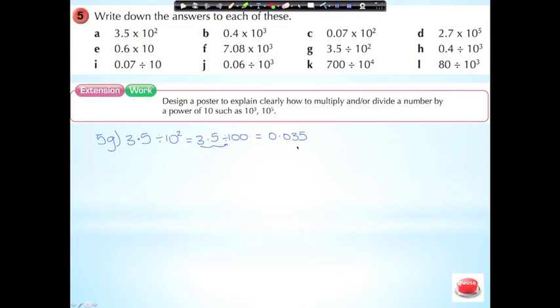Okay, so press pause and answer these questions. And then when you are ready, you can press play and then we'll go to the next step.